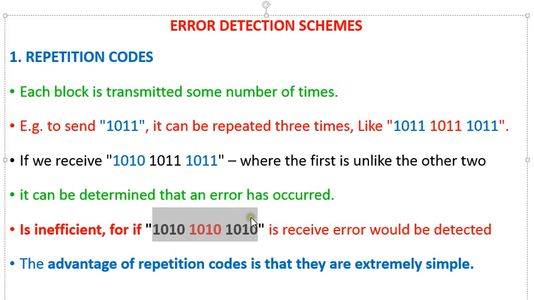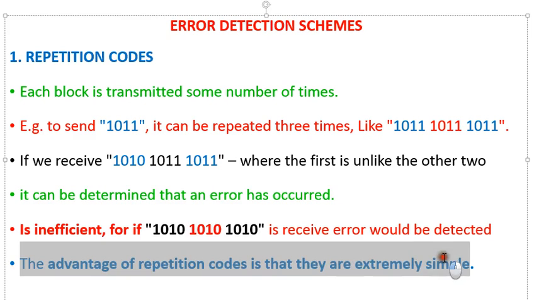So the receiver cannot know that there is an error because all of them have the same type of error. Therefore this method has a disadvantage, because when an error occurs in all of them and they have the same pattern, the receiver will never be able to know that an error has happened. And the advantage of this repetition code method is that it is extremely simple.